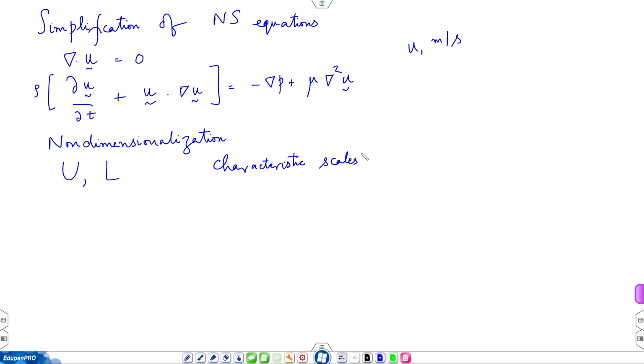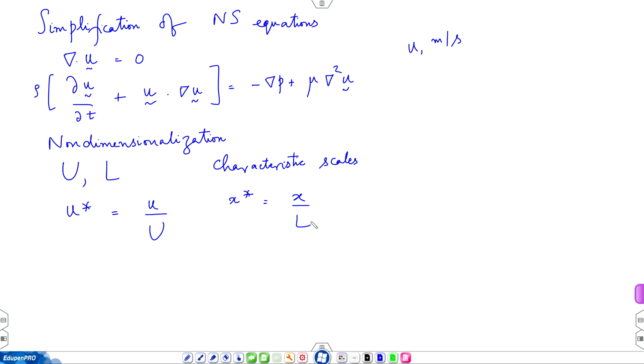Using which you can define non-dimensional quantities such as U star, which is U over capital U. Similarly, X star is equal to X over L. The advantage of introducing dimensionless quantities is that with respect to the starred quantities, your velocity will be of order 1. You do not have to say velocity is 10 raised to minus 3 meters per second. So, velocity is 1 or 0.5. 0.5 is half the characteristic value.